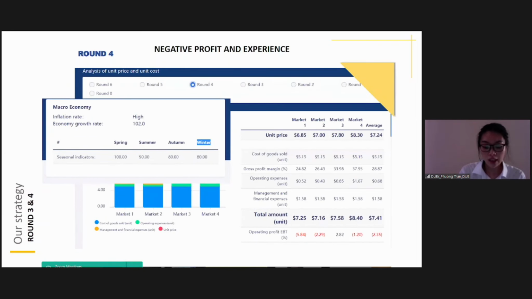After round 3, we figured out the problem that led to the reduction in profit, so we changed our decision in round 4. The demand in round 3 and 4 is the same. So in round 4, we tried to make decisions that focus on reducing cost of goods sold while still setting the same allocation. As a result, in round 4, the loss in profit was significantly decreased.